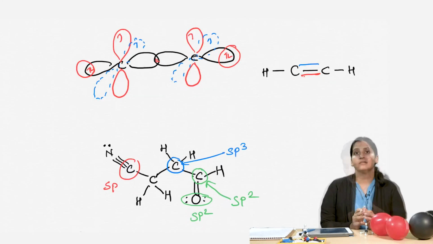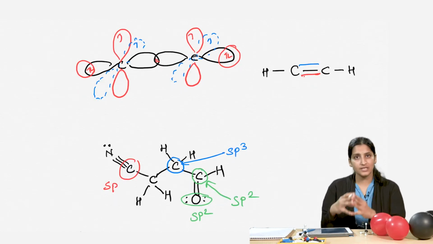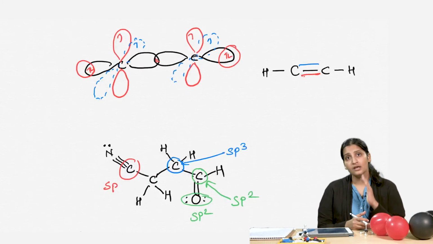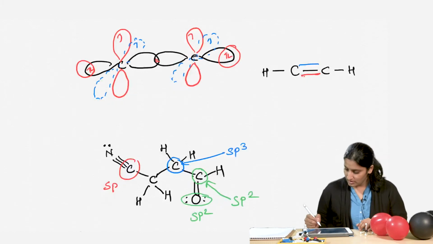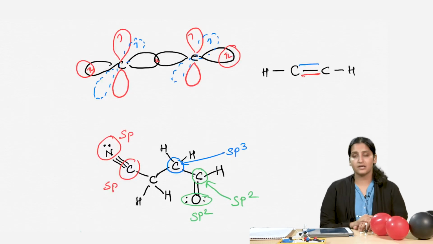On the other hand, the nitrogen here is forming 1 sigma bond with the carbon, it is forming 2 pi bonds and it has a lone pair. So, again it is very similar to 2 sigma bonds and 2 pi bonds, because we can assume a lone pair to be corresponding to a sigma bond. So, what I have here, this particular nitrogen will also be sp hybridized.